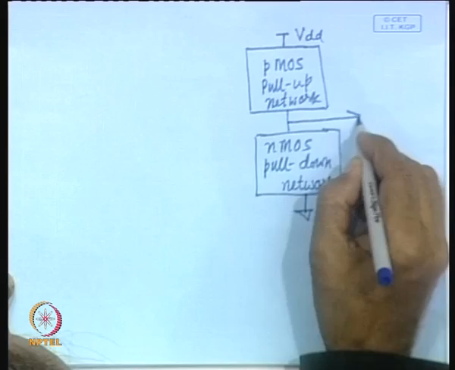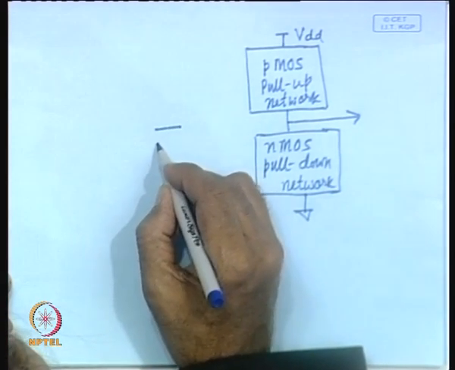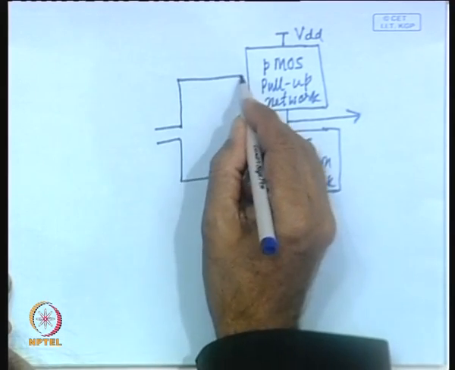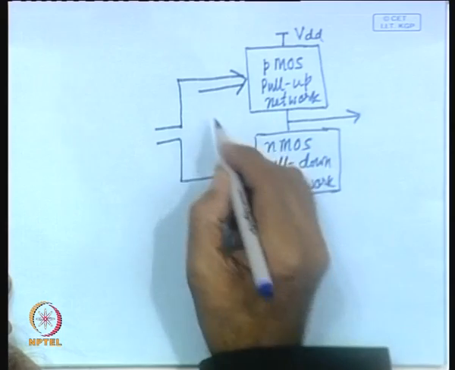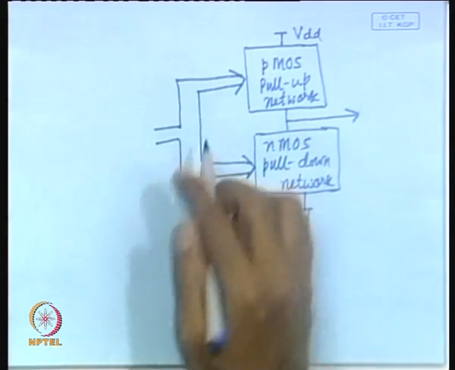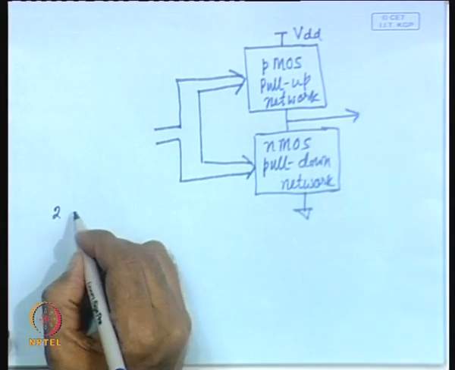Output is taken from the junction of the PMOS network and NMOS network, and common inputs are applied to both the PMOS and NMOS circuit. And we have already seen how you can realize NAND and NOR gates. For example, a 2 input NAND gate.